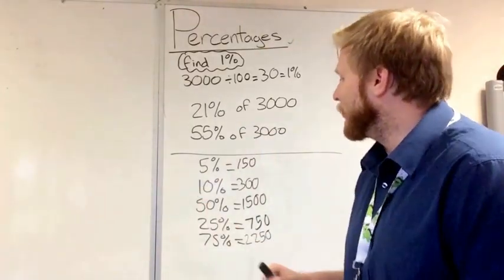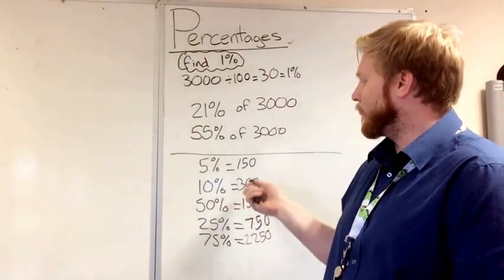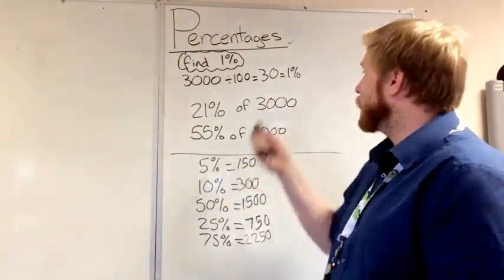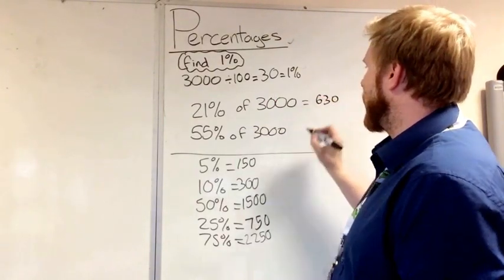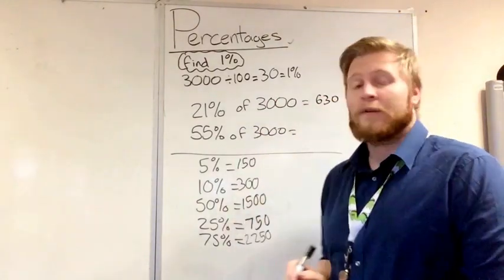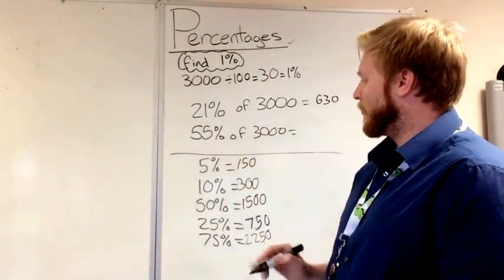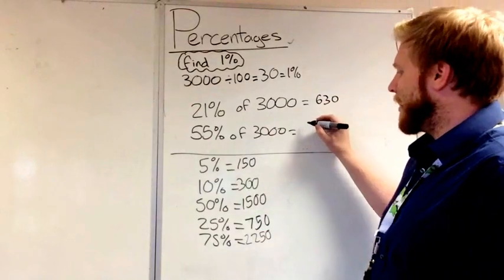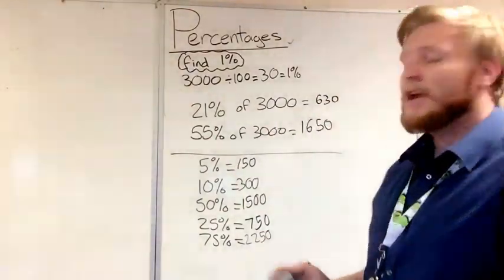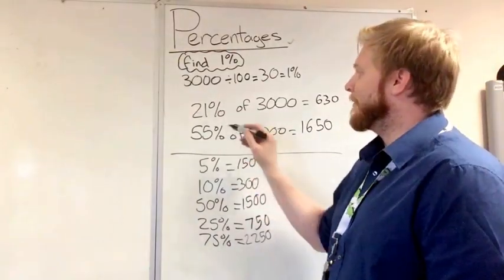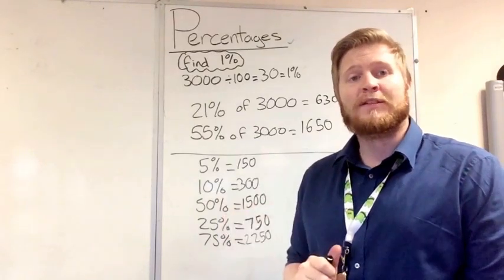Okay, so if I want to find 21%, I know I've got 10%, so I do 2 10s and a 1%. So 300 plus 300 is 600, plus 30. Same as what we had before. With 55%, I've got 50%, so I know it's going to be 1,500 plus 5%, which is 150, which will get my answer to 1,650. So I've used those other ones to help me find what the question's asking. Again, it just depends which way is best for you.